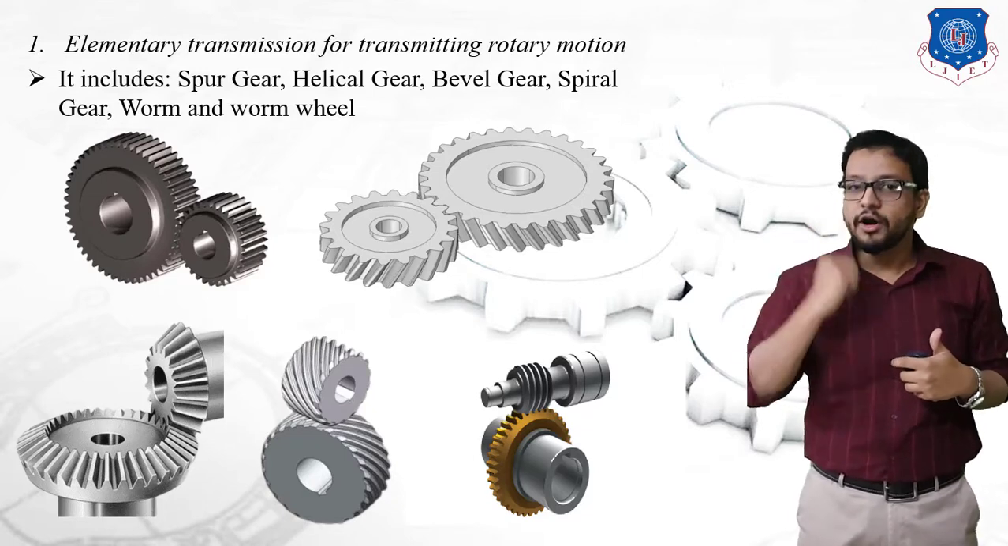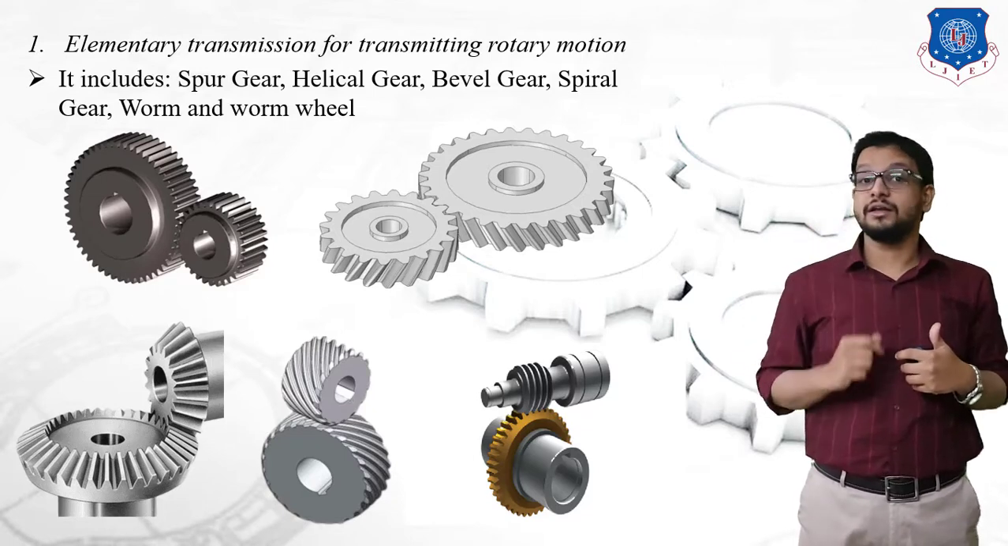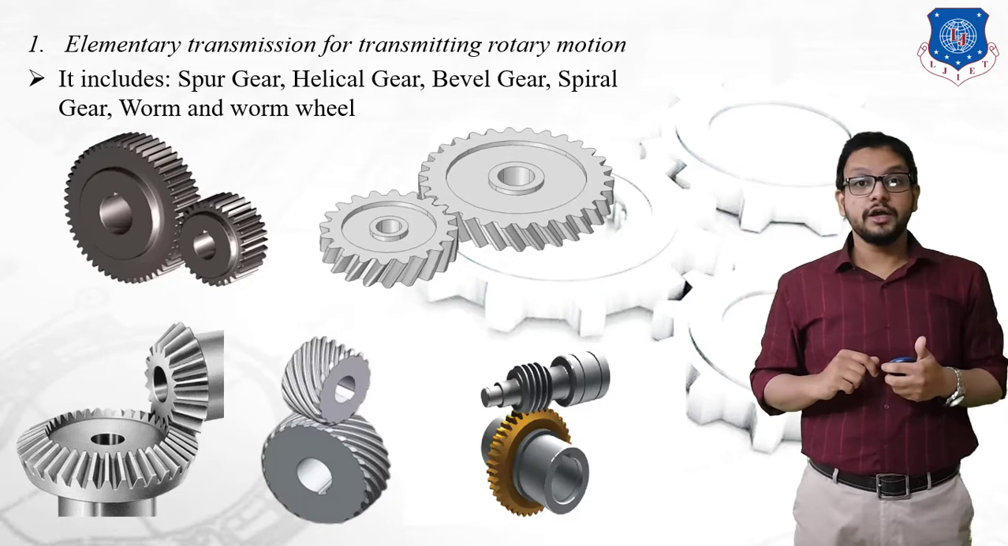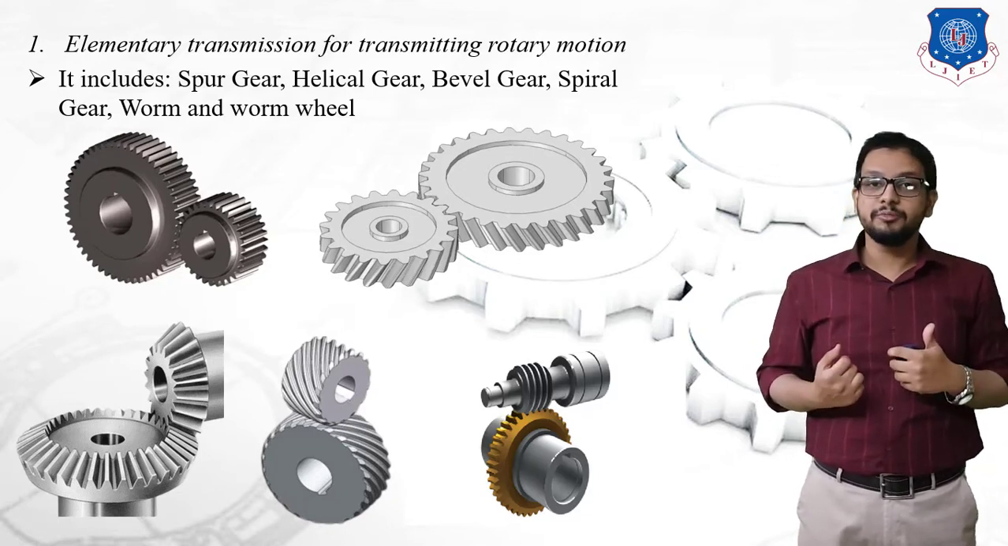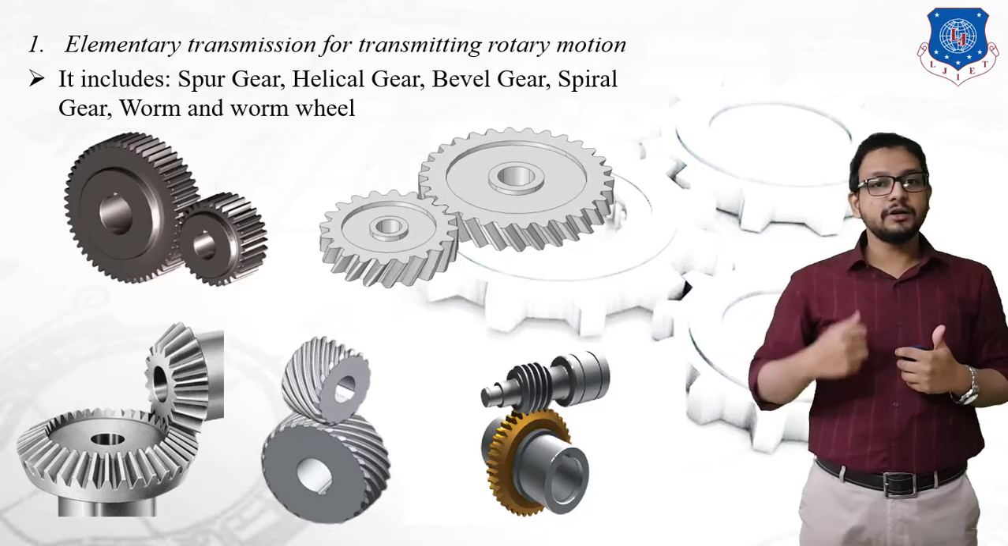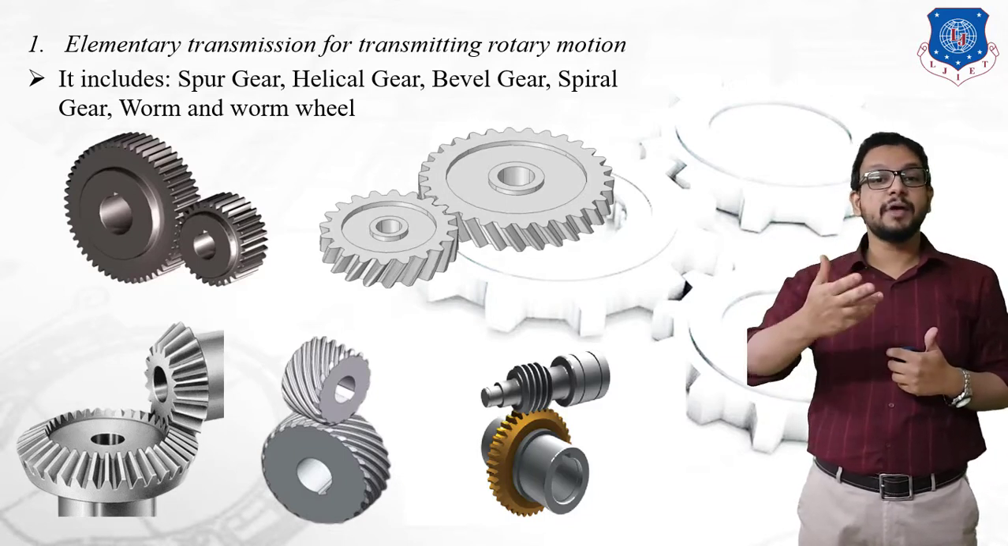But this can be avoided by making use of a double helical gear, that is, a herringbone gear. Opposite thrust is exerted, and it would be nullified. So this is one type of helical gear. The next type is a bevel gear.